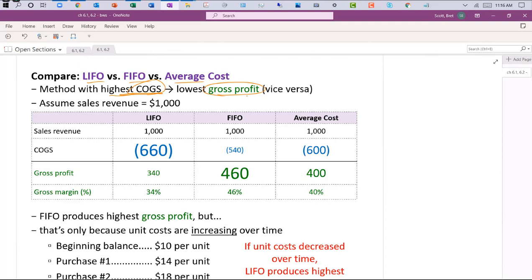So if we are using LIFO, recall that the cost of goods sold was 660, but under FIFO it was 540, and average cost it was 600. Average cost is usually somewhere in the middle between LIFO and FIFO. If you subtract 660 from $1,000, you get a gross profit of $340. Again, we're assuming that the sales revenue in this example is $1,000. FIFO has a small cost of goods sold, therefore a really big gross profit. Average cost is somewhere in the middle. Average cost is kind of even Steven.